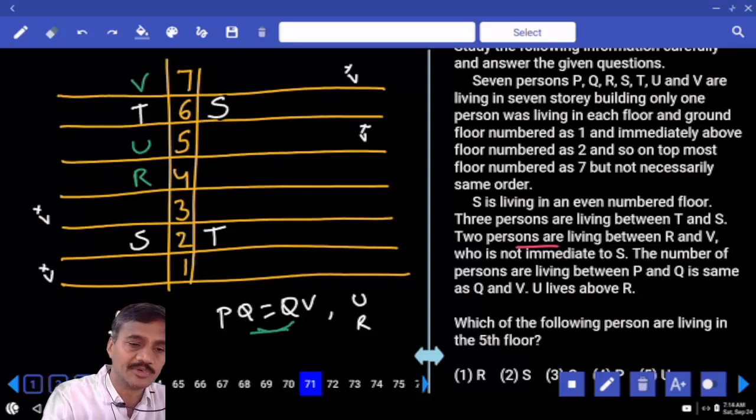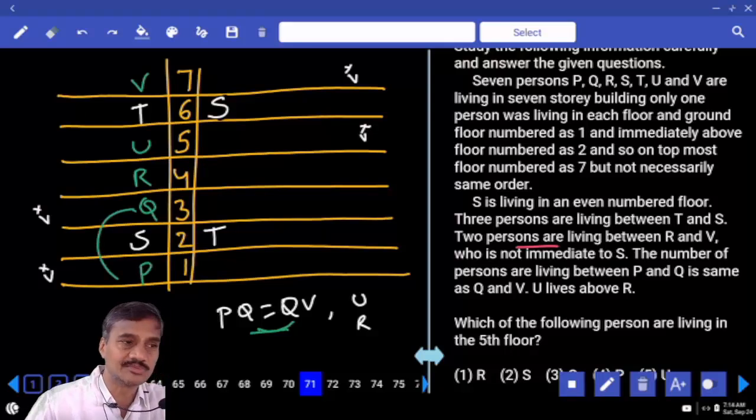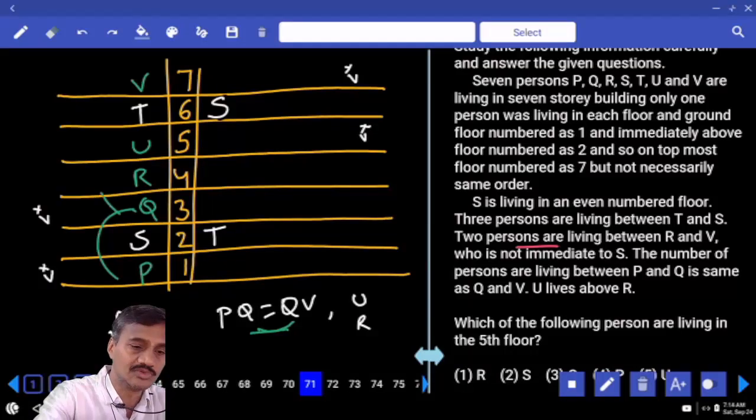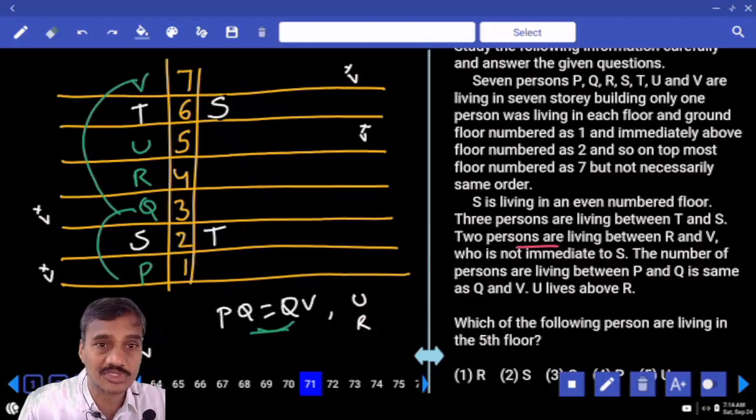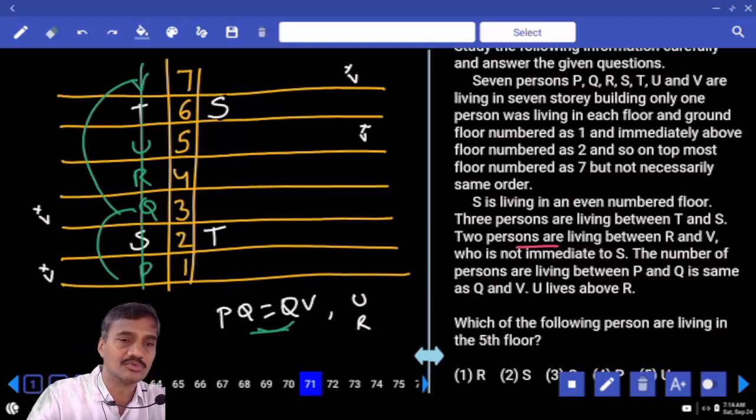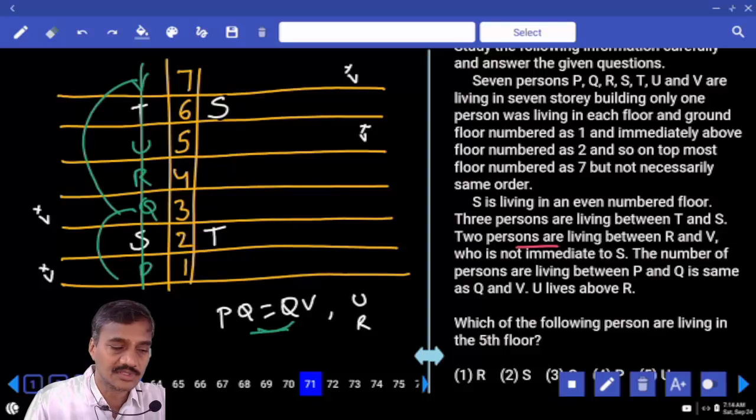So where should Q be? Q here, P here. How many persons are between P and Q? Only 1. But between Q and V there should be 1. How many are there? 3. And this case is completely ruled out. Done with this? Then coming back to this one, tell me the next.